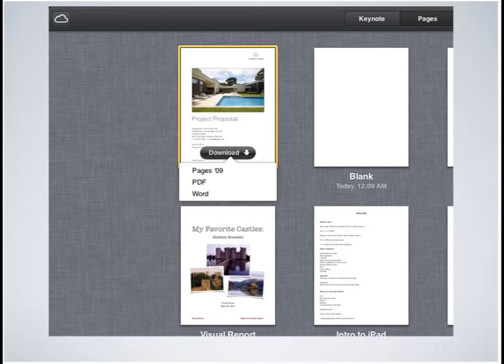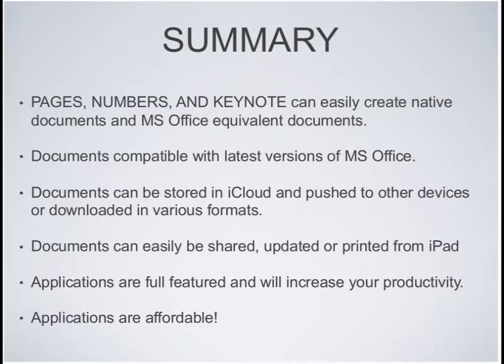Okay, go ahead and go to the next slide, which is a summary. So, Pages, Keynote, and Numbers, you can easily create your documents in a native format, or you can create and export documents to the Microsoft equivalent options, or of course if you receive a Microsoft equivalent option, you can open those documents in one of these applications as well. So the documents are compatible with the latest versions of Office, I think docx type files, and so forth. The documents can be stored in the cloud, pushed to other devices.